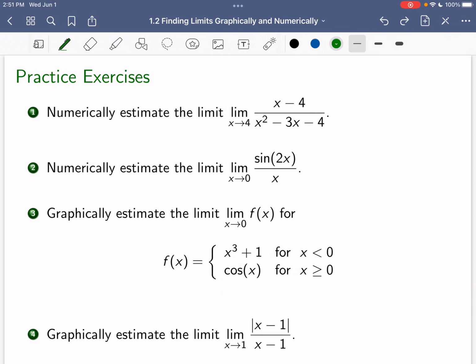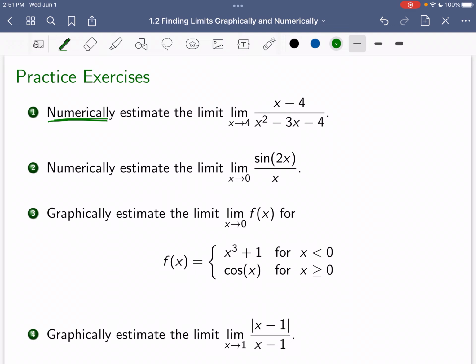In this video, we're going to continue going through some exercises where we continue to refine and practice finding limits both graphically and numerically. So here in this problem, we are asked in problem 1 to numerically estimate the limit of (x - 4)/(x² - 3x - 4) as x approaches 4.